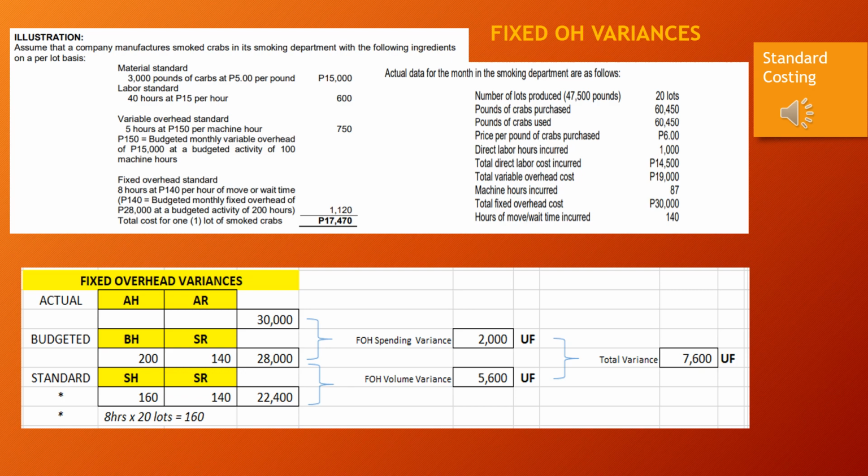So that's 5,600 unfavorable. Therefore, for the total variance, add both since they are the same, unfavorable. Therefore, the total variance is 7,600 unfavorable. So that's how you solve fixed overhead variances.